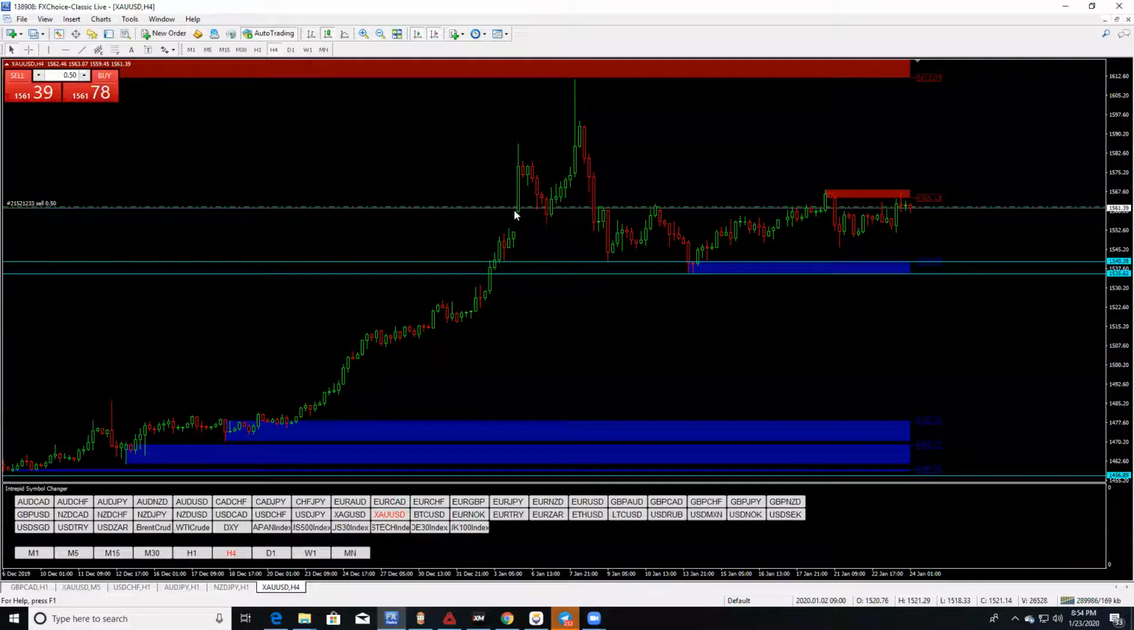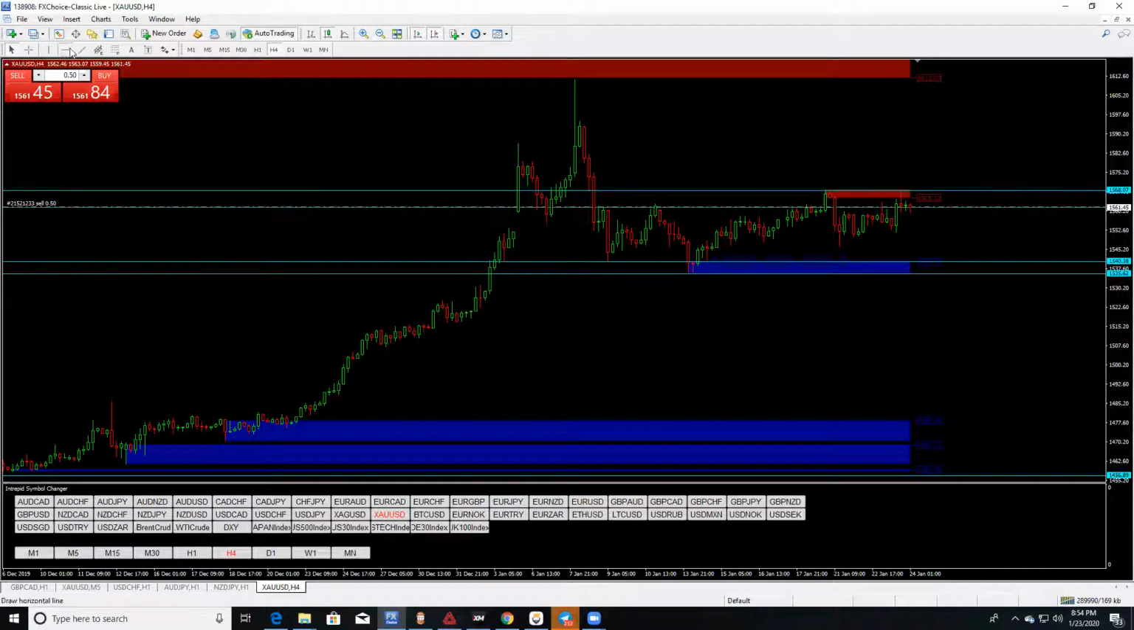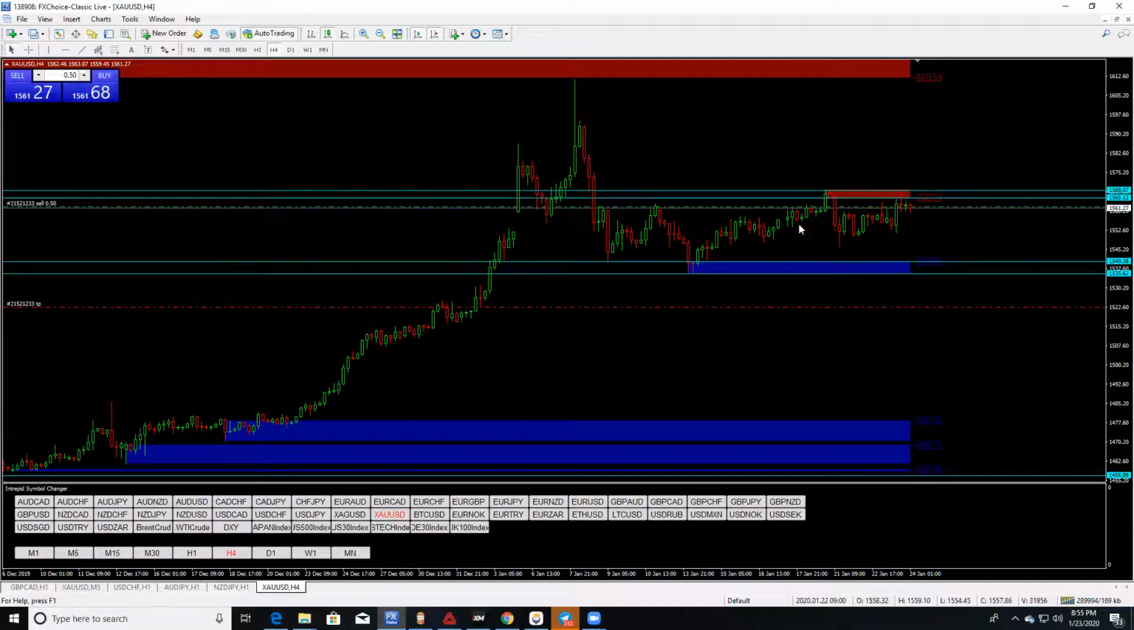Price got in this zone. Look what happened when it got in this zone. It rejected this zone. It got into this zone. Look what happened when it got into this zone. There was a rejection at that zone. Let's do this, and you're going to trade from zone to zone.